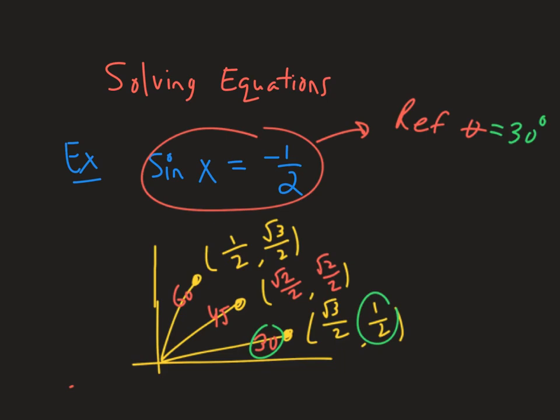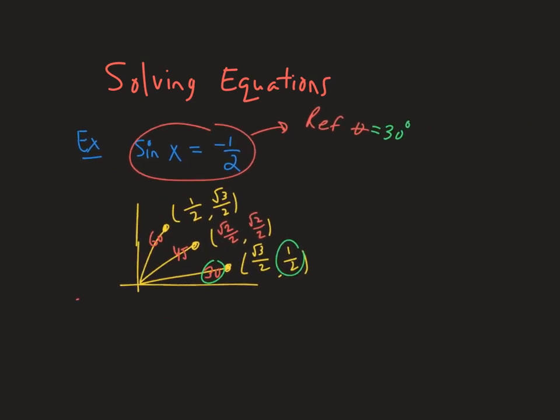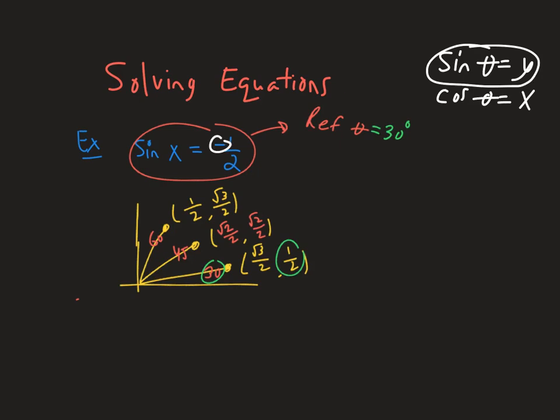So if we think about where sine is negative, if you remember, sine is the y coordinate, always, because that's the opposite side. Cosine is always the x. So in which quadrant or quadrants are y coordinates negative? If we think about all 4 quadrants, y coordinates are negative down in quadrant 3 and quadrant 4. So we're going to get 2 answers, one in each quadrant.